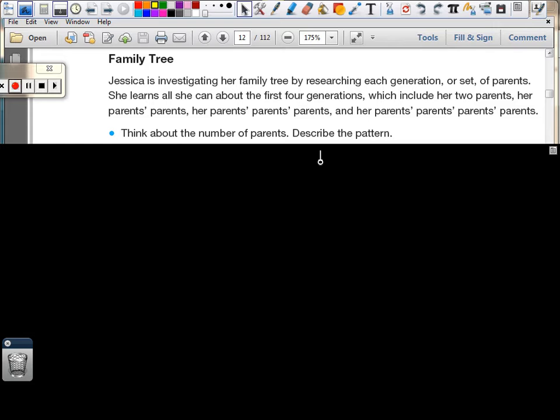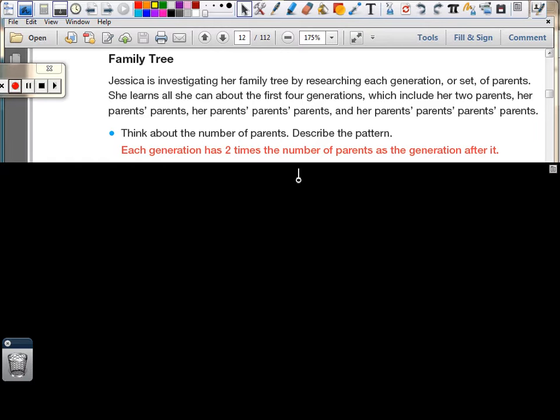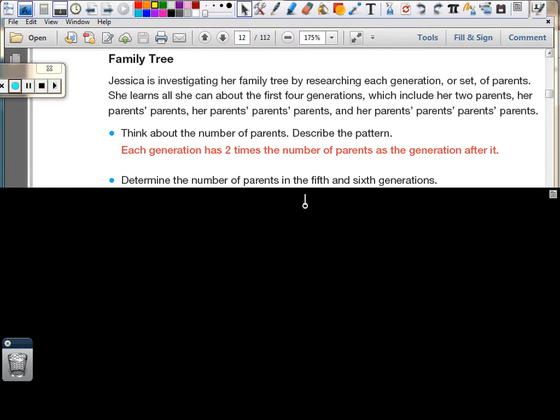The next sequence: Jessica's investigating her family tree by researching each generation or set of parents. This is a mouthful. She learns all she can about the first 4 generations, which include her 2 parents, her parents' parents, her parents' parents' parents, and her parents' parents' parents' parents. It's crazy. Think about the number of parents and describe the pattern. Well, if you think about it, each generation has 2 times the number of parents as the generation before that. Here's what I drew in class.